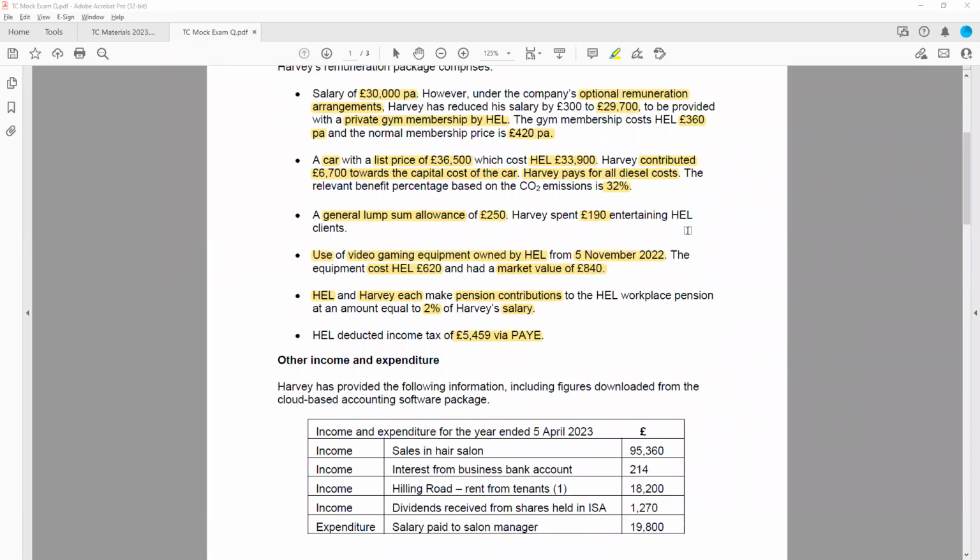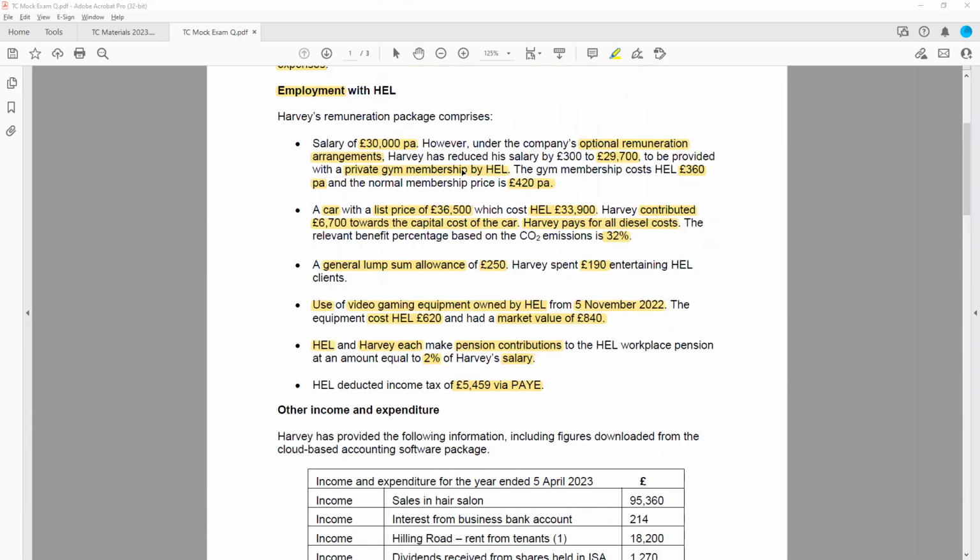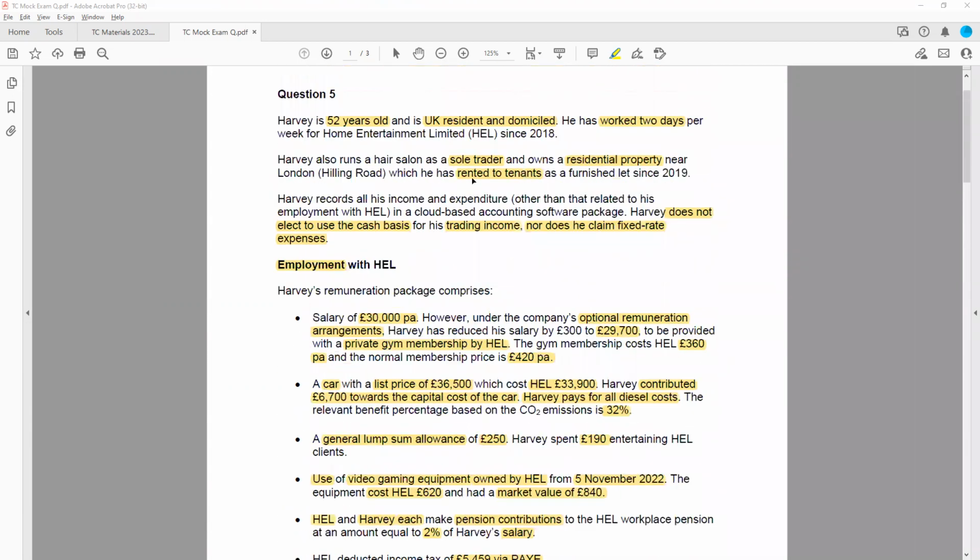So we're then told about other income and expenditure. We're told that Harvey has provided the following information, including figures downloaded from the cloud-based accounting software package. So we were told up here that he records all his income and expenditure other than that related to his employment in a cloud-based accounting software package. So we know that he's an employee, but he's also got his own business. He runs an unincorporated business, a sole trader.